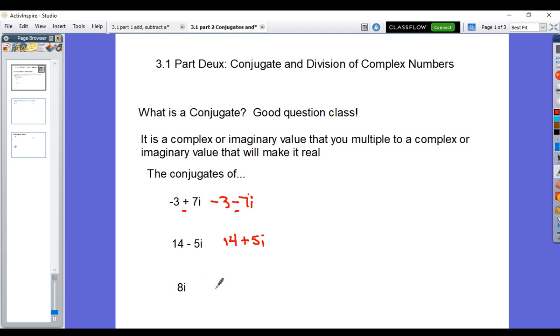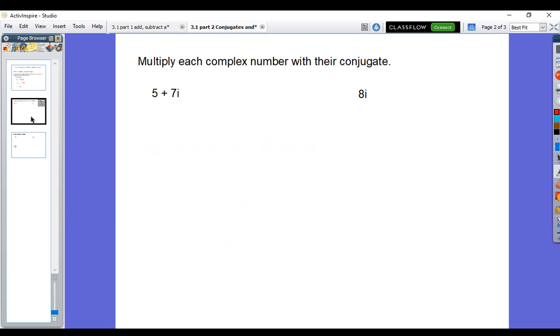And the conjugate of this, out of habit, is negative 8i. Now, it can also just be a positive ai, and we'll see why, but negative ai just out of habit because we're switching the signs. So let's look at why that matters. Well, when we multiply the conjugates of these numbers, the conjugates to each other, it creates a real number.